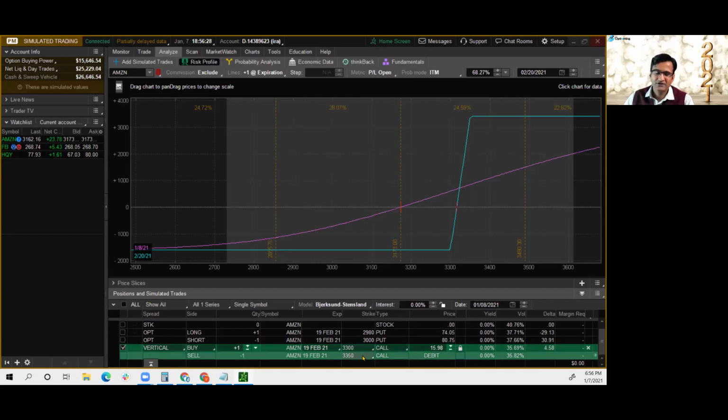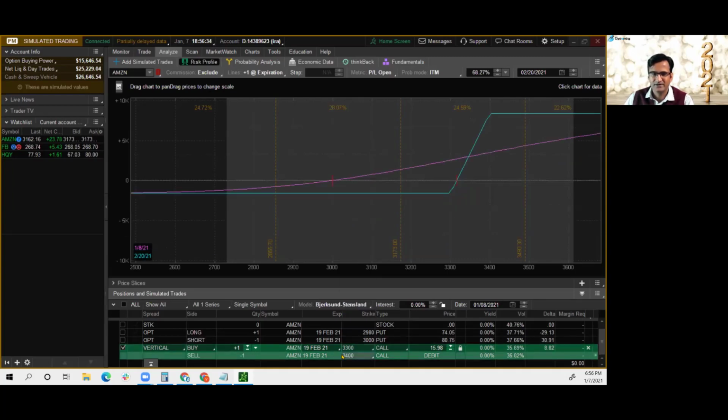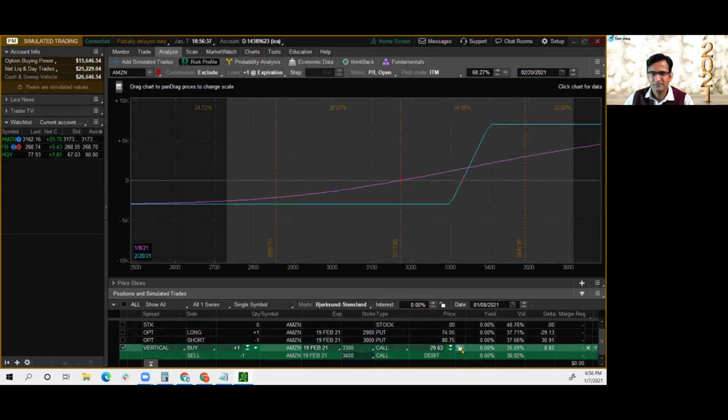Now, if you think that Amazon could go higher than 3,350, let's say maximum 3,400, then buy a 3,400 call spread. Again, I'm not suggesting that if you are bullish, you should buy a call or call spread. I don't do it, but if you want to do it and you can't pay $10,000, maybe buy a call spread. In this case, your maximum outgo will be $3,000.